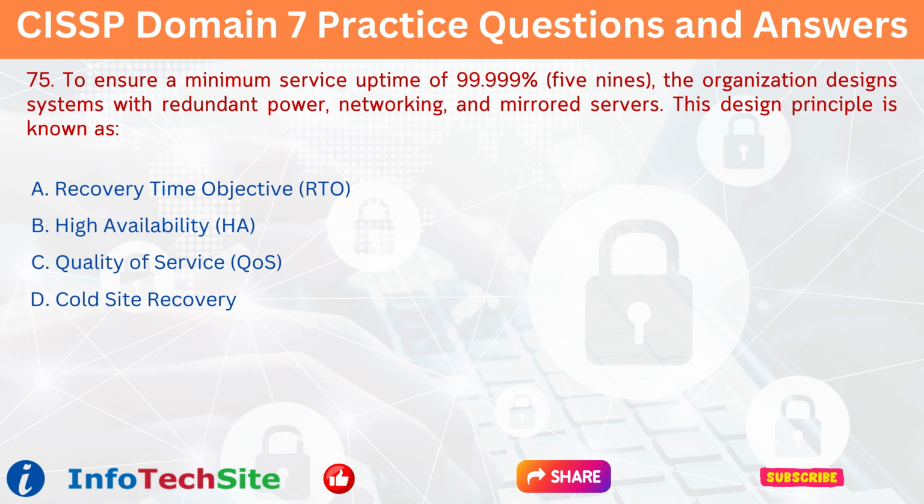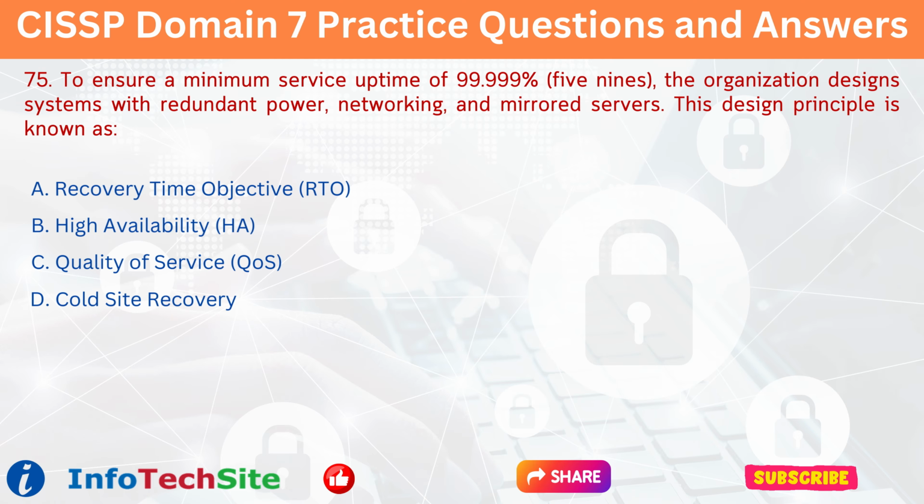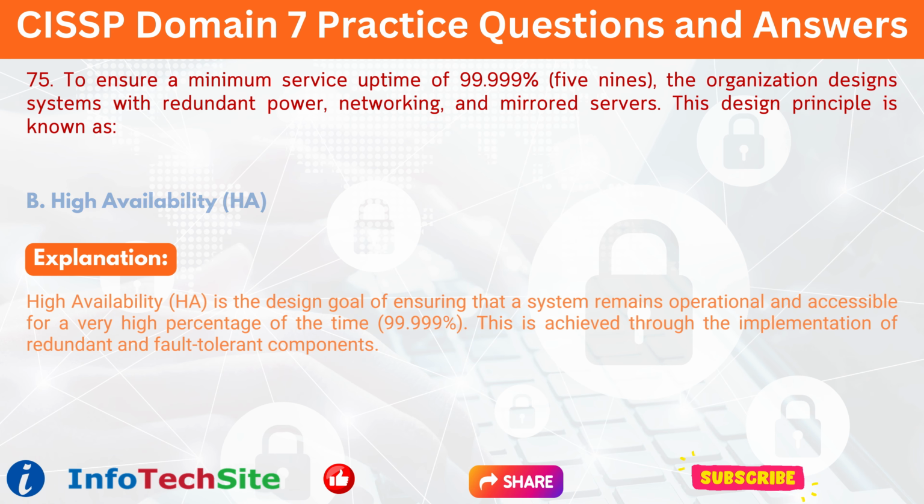75. To ensure a minimum service uptime of 99.999%, five nines, the organization designs systems with redundant power, networking, and mirrored servers. This design principle is known as A. Recovery time objective, RTO. B. High availability, HA. C. Quality of service, QoS. D. Cold site recovery. The correct answer is B.